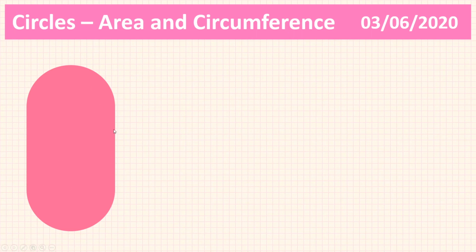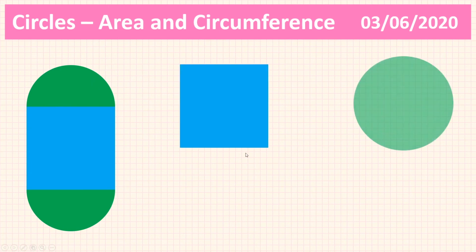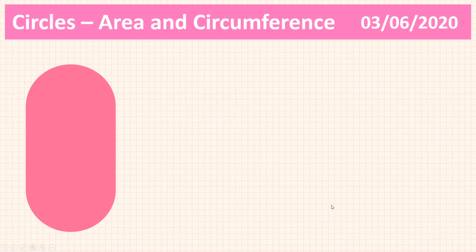Well, we can split this shape into 2 shapes. We can have our 2 semicircles, which create a full circle, and a square. So to work out the area of this shape, we would do the square and the circle and add them together. So we can do that very simply, and that's why it's important to know how to work out the area and circumference.